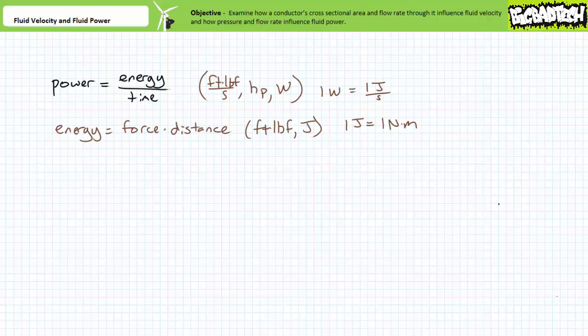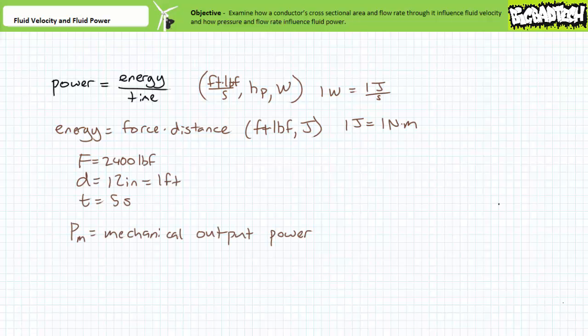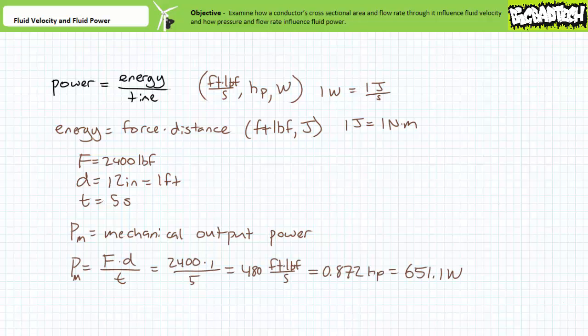On a simplistic level, calculating output mechanical power of a system requires knowledge of the force exerted, the distance traveled, and the time required to do so. Given a 2,400 pound weight lifted 12 inches in 5 seconds, we can calculate that the mechanical power exerted is approximately 480 foot-pounds force per second. If we needed to express this in units of horsepower, it would be roughly equivalent to 0.872 horsepower, or in units of watts, approximately 651.1 watts.